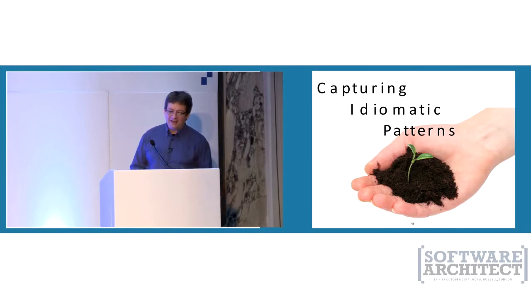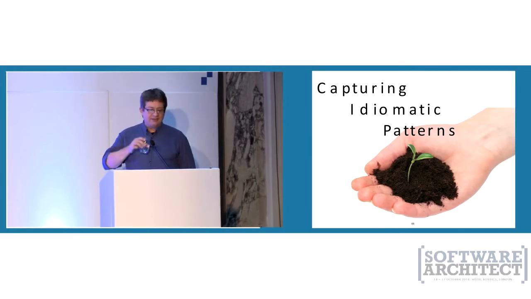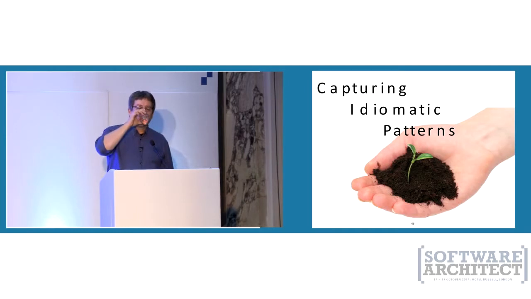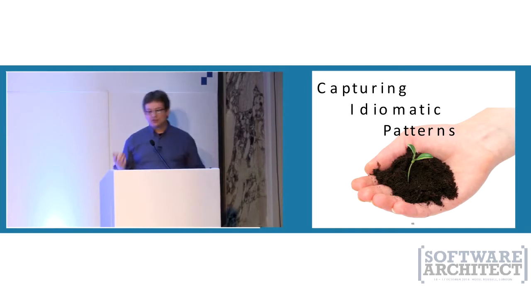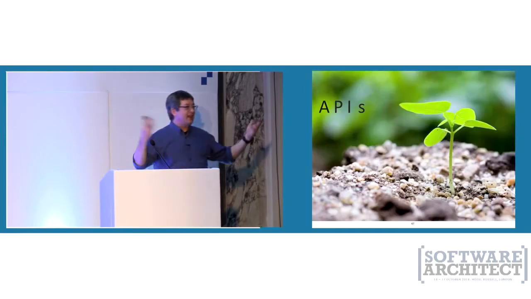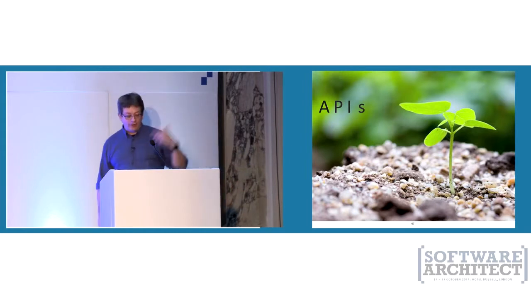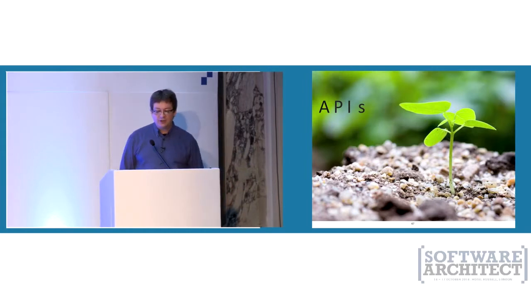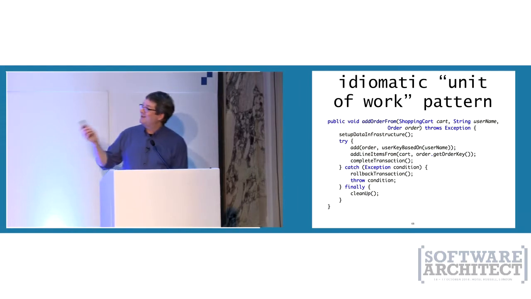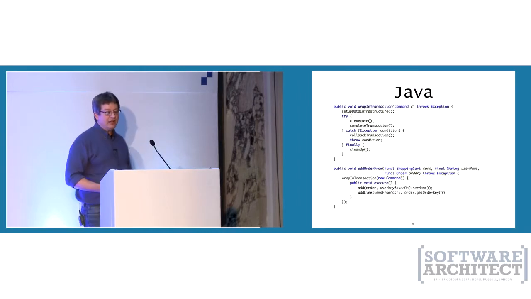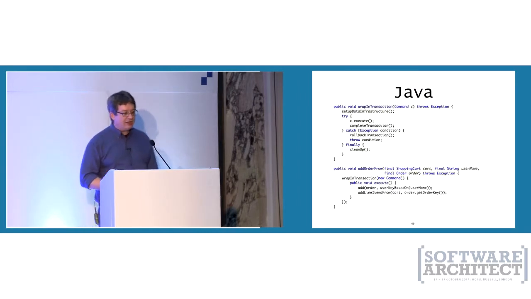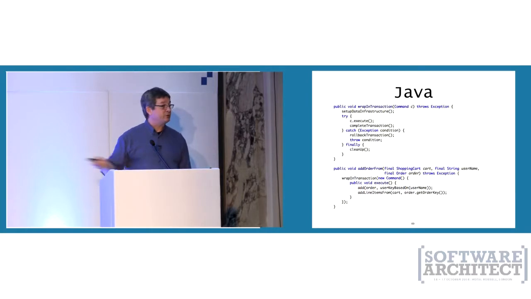So once you've identified these things, how do you capture them and take advantage of them? The first and easiest way is just harvest it as an API. You already call frameworks and APIs all the time, and so that's an easy way to do this. So I go back to this idiomatic unit of work pattern that I discovered out of my code base. The easy way to do this, of course, in a language like Java, particularly pre-Lambda Java, you use the command design pattern and abstract that away and pull that code into its own little thing.